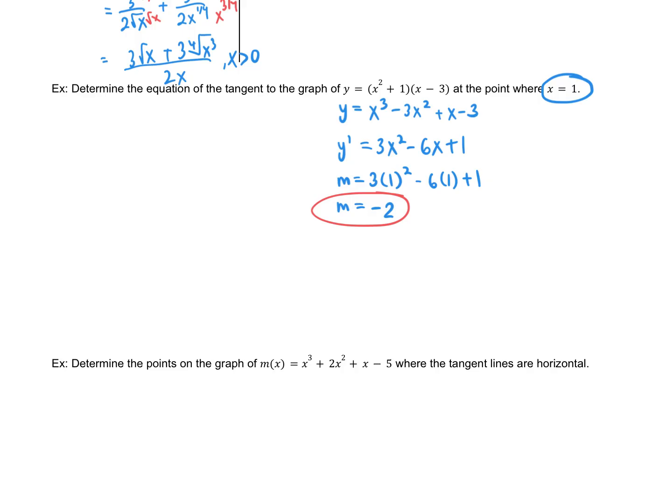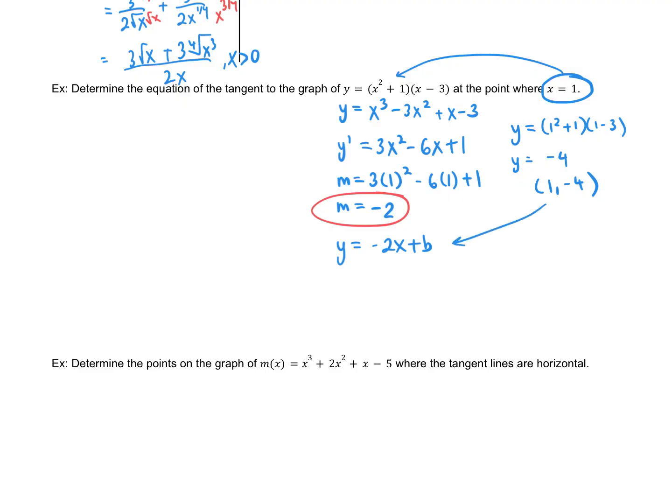Now I know my equation is y equals negative 2x plus b, but of course we need a point to sub in. So I'm also going to sub 1 into the original function as well. 1 squared plus 1, 1 minus 3, and the coordinate itself is (1, negative 4). Now we can sub that in to find the y-intercept of the tangent line.